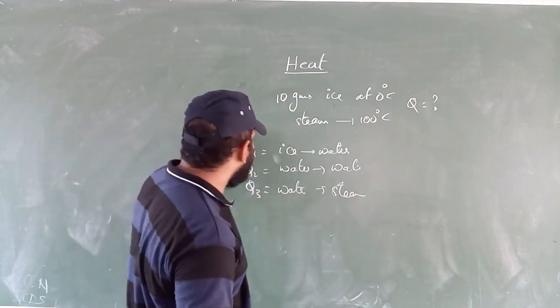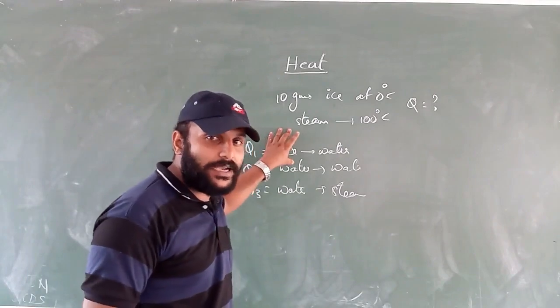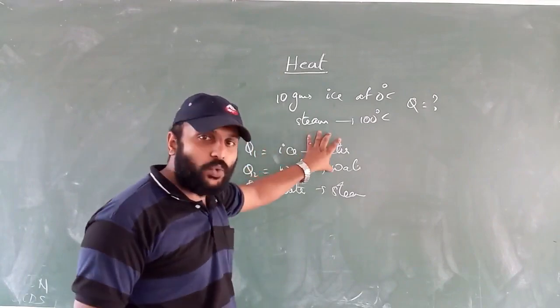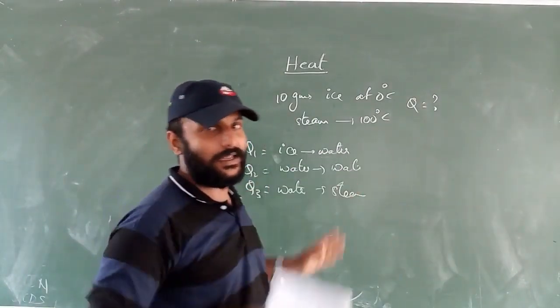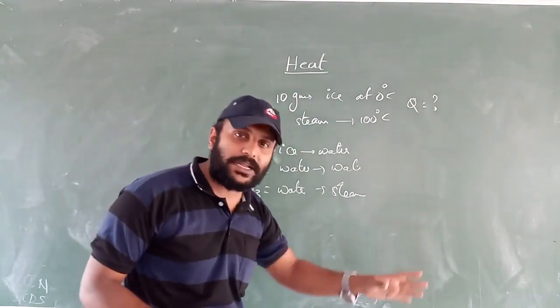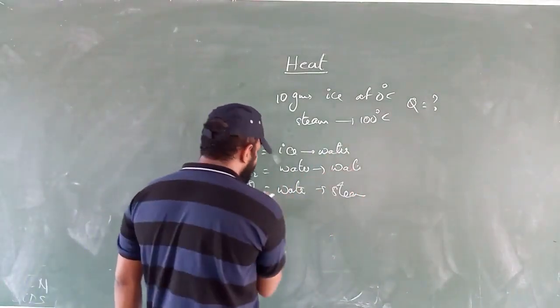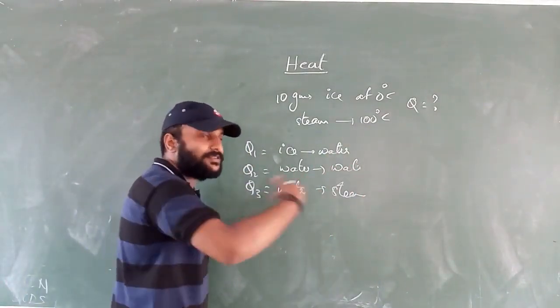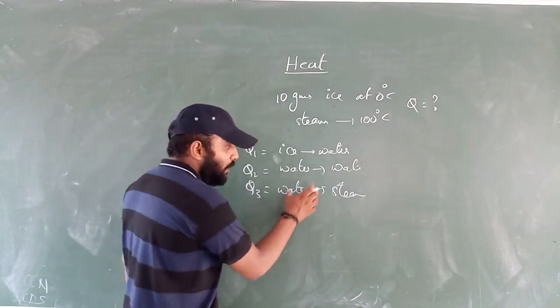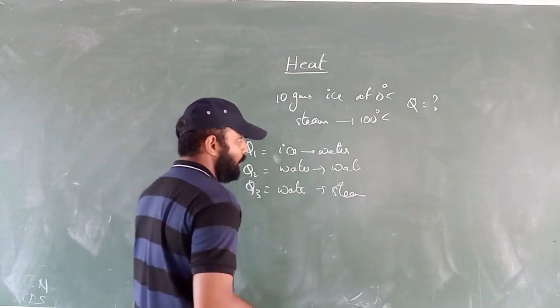Understood? One sort of energy is required for the change of state from ice to water. A certain amount of heat energy is required. Then again we require a certain amount of heat energy to raise the temperature from 0 to 100 degrees Celsius. Once it reaches 100 degrees Celsius, we require another sort of energy to convert its state from liquid to vapor. So let's calculate the values here.